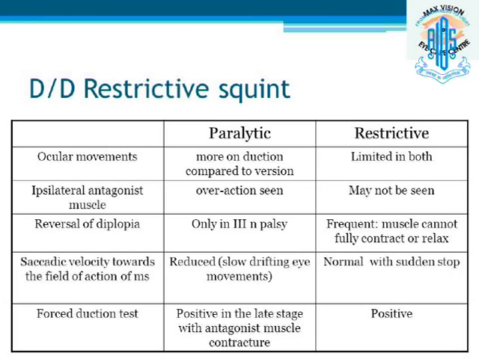Ipsilateral antagonist will have overaction with paralytic, but it will not be seen in restrictive strabismus. There will be a reversal of diplopia in third nerve palsy in case of paralytic only. Otherwise, in restrictive strabismus, there will be reversal of diplopia in almost all cases. Saccadic velocity will be reduced in paralytic, however, it will be normal, with a sudden stop, in restrictive strabismus. Forced duction test will only be positive in the later stages when there is a contraction of the antagonist in paralytic squint. However, it will be positive in restrictive strabismus.